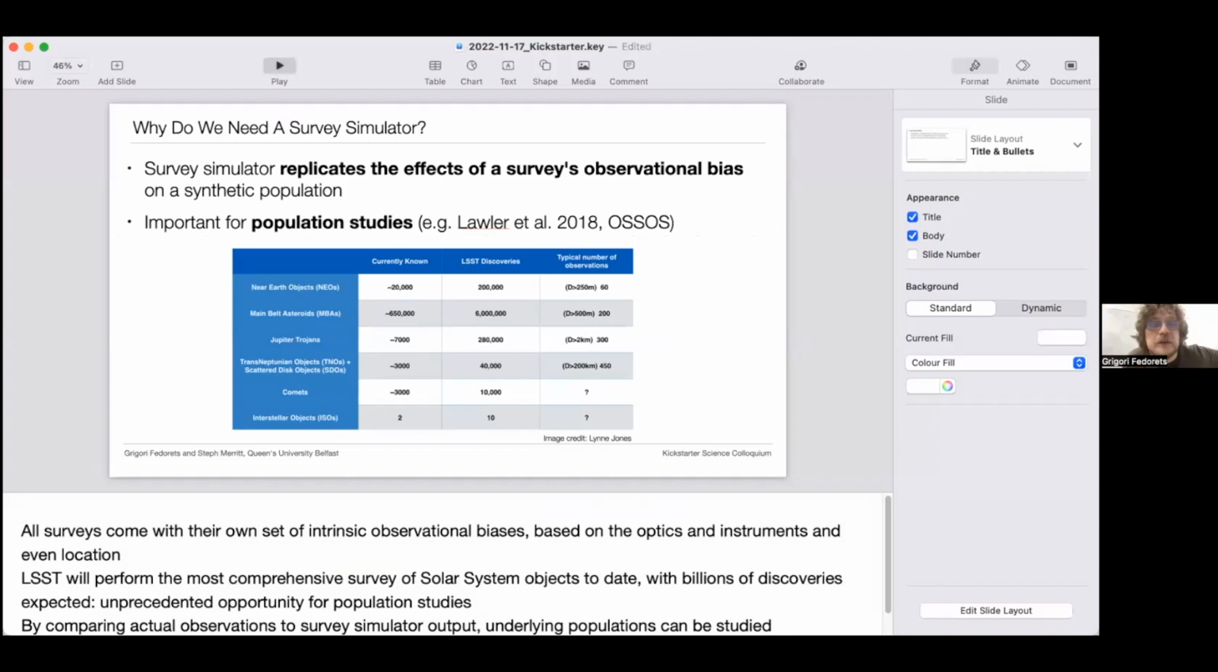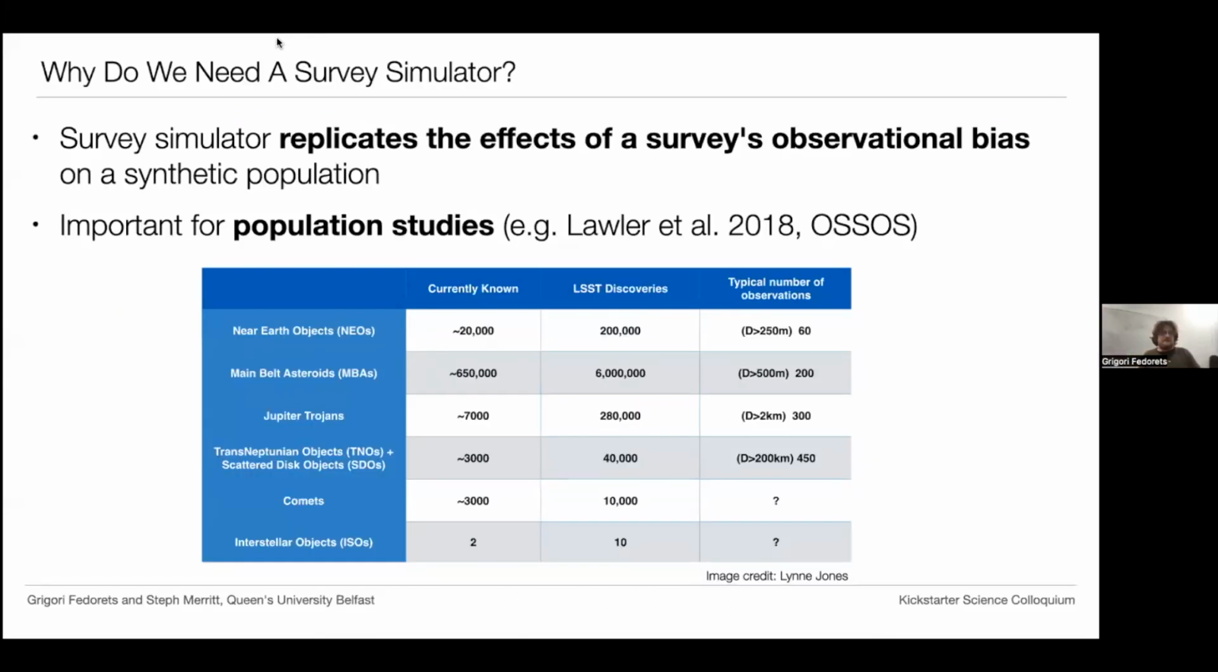Okay, so as Grigori has explained, astronomical biases are a really big issue for surveys, and this is going to be especially important for the LSST. I've included this table again just to really hammer the point home. The LSST is going to perform the most comprehensive survey of solar system objects to date, millions of discoveries expected, an absolutely unprecedented opportunity for population studies. But of course, any observations we make are going to be inherently biased. And that's where a survey simulator comes into play.